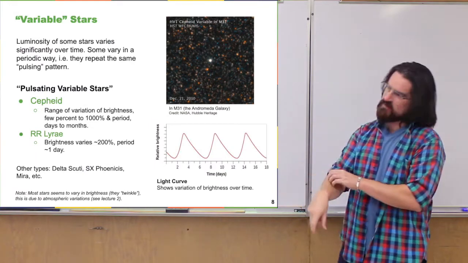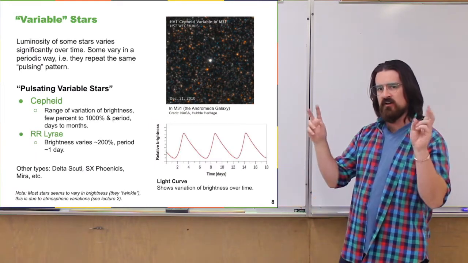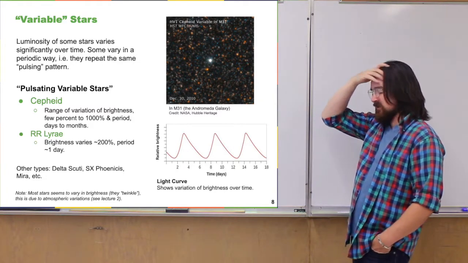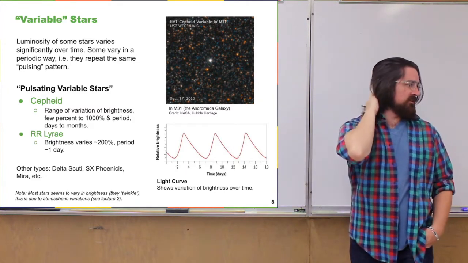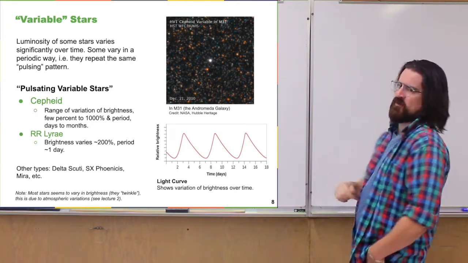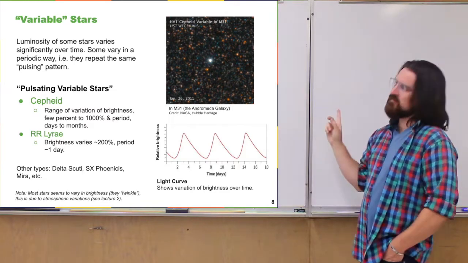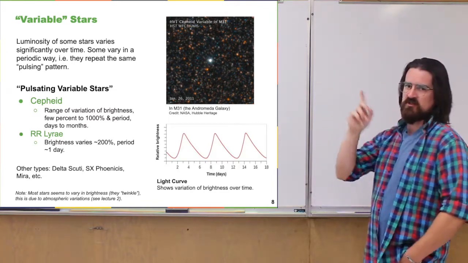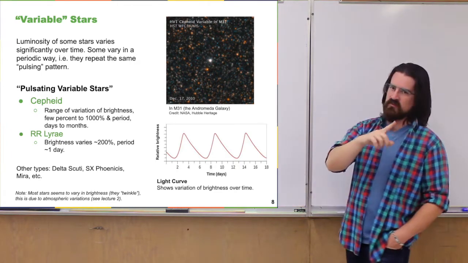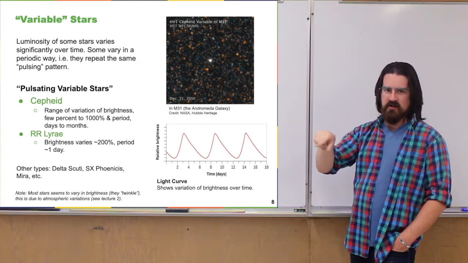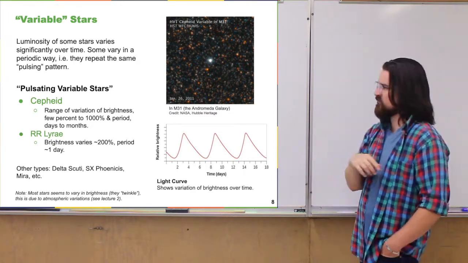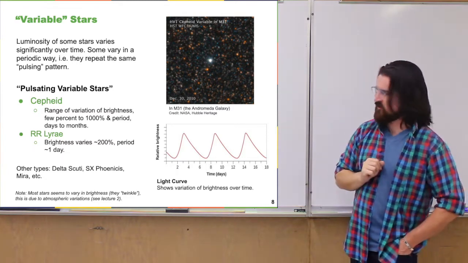So one of those things has to do with variable stars. If we look out into the universe, we see a number of stars that vary in how bright they are over time. Right? And they can vary in a number of different ways. One particular kind of star that varies, that we found to be very useful, is one that gets brighter and dimmer in a periodic way. It sort of repeats the same pulsing pattern. So we call these pulsating variable stars.